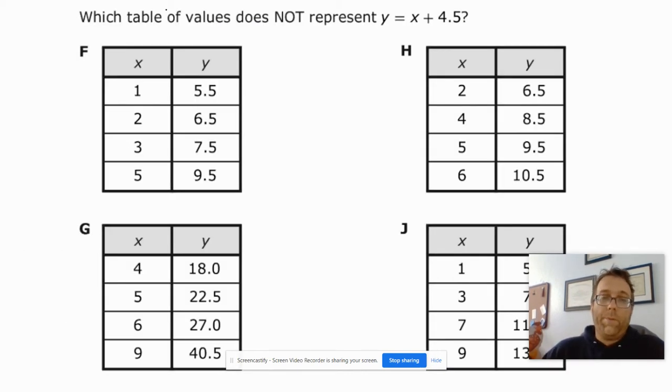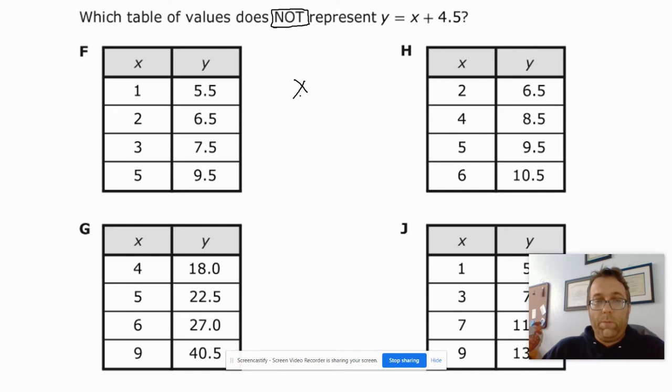Now, number patterns is the whole rules thing. So this one says which table the value does not. Ooh, look at that where it's all capitalized. I'm going to square it because that's important. Which table the values does not represent y equals x plus 4.5?